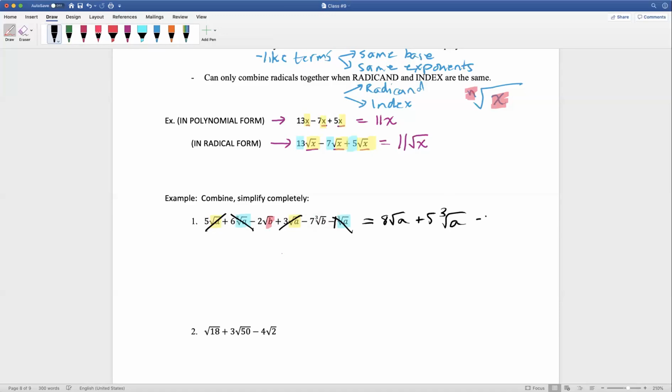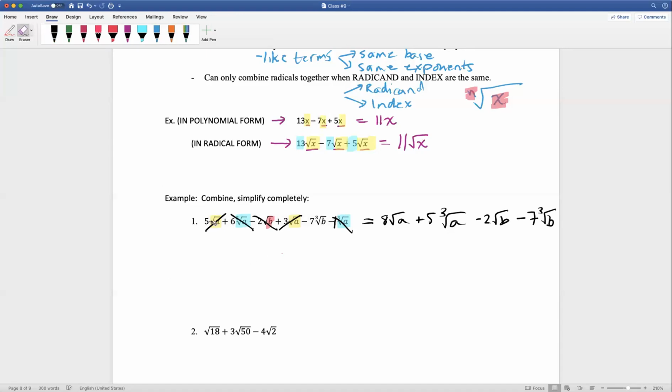So we're just going to rewrite that term. That's minus 2 square root of b. And then our last term, minus 7 cube root of b. There's no other cube root of b term, so we're just going to call that last term minus 7 cube root of b. So again, these guys work just like polynomials do.